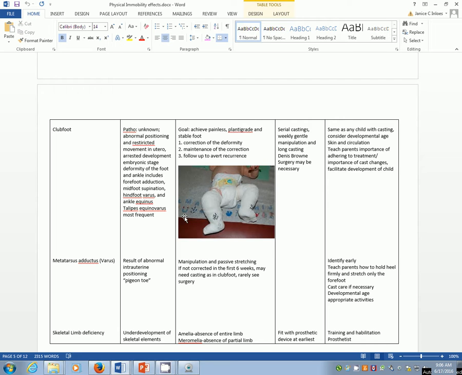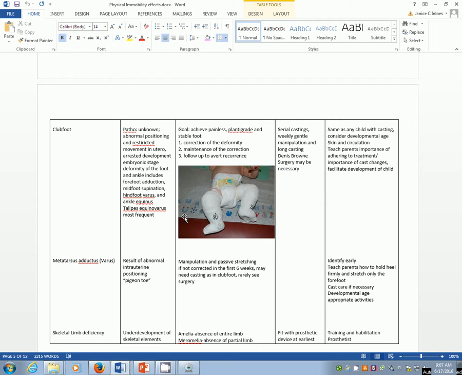And so the most common one is the talipes equinovarus. Equine is a horse, so that's kind of a horse-shaped foot is what they're kind of looking at. Now, this is the exact definition of it. We don't know what causes it. Sometimes it's abnormal positioning, restricted movement in utero. It could be genetically predisposed.